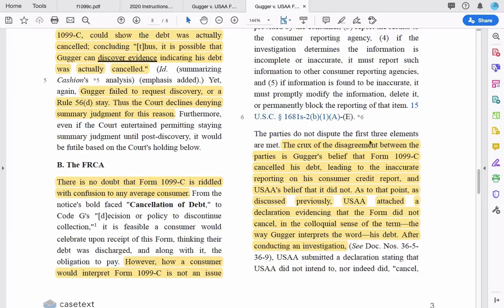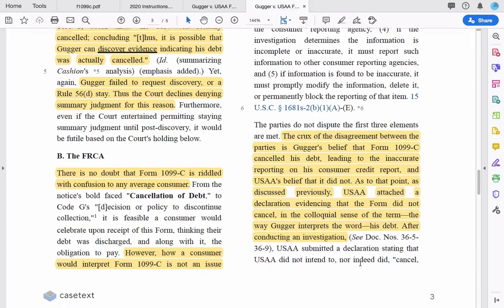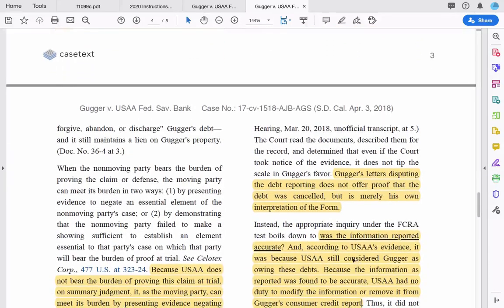They don't dispute the first three elements. The crux of disagreement between the parties is the consumer's belief that Form 1099-C canceled his debt, leading to inaccurate reporting, and the bank's belief it did not. The bank attached a declaration evidencing the form did not cancel his debt after conducting an investigation, stating it did not intend to cancel, forgive, abandon, or discharge the debt.